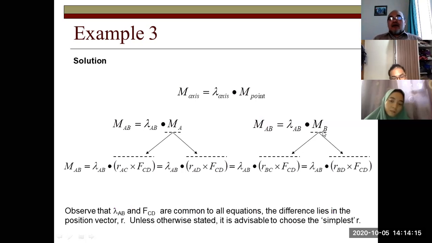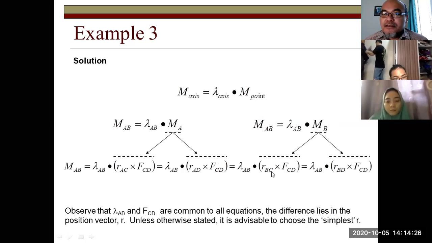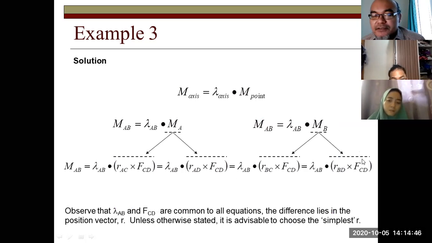If you calculate about the endpoint of lambda of the axis AB, then you can calculate RBC from the endpoint of the axis B towards the beginning point of the force FCD. So that position vector equals RBC cross FCD, or RBD cross FCD, from the endpoint of the axis AB to the endpoint of the force FCD. So these four should be equal. The results should be equal.